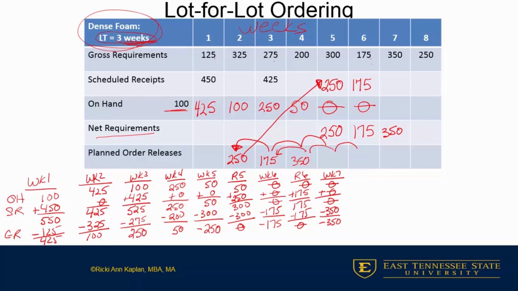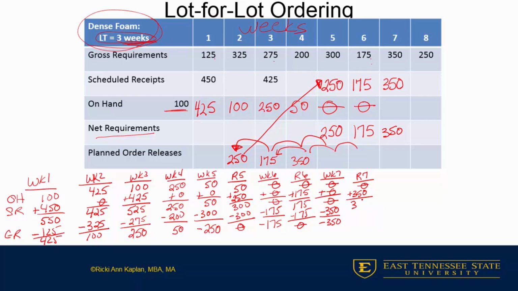If I place an order in week 4 for 350 units, when do I plan on receiving that? Lead time of 3 weeks. I plan on receiving that 3 weeks later in week 7, 350 units. Now that I have a planned receipt, that scheduled receipt, I can now redo week 7. So I start with 0 on hand, and I have a scheduled receipt of 350.